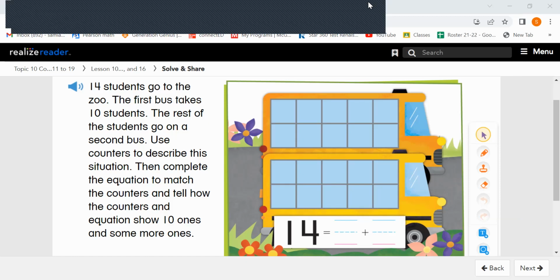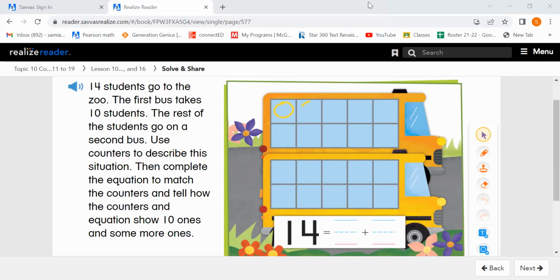So we have 10 students in our first bus, so we are going to draw counters into this 10 frame, which is our first bus. And we know that if we completely fill up our 10 frame, there are 10 counters or 10 students. So we know that that's 10. So 10 students go in the first bus and the rest go on the second bus. So if we have 10 students on our first bus, how many are we going to put on our second?